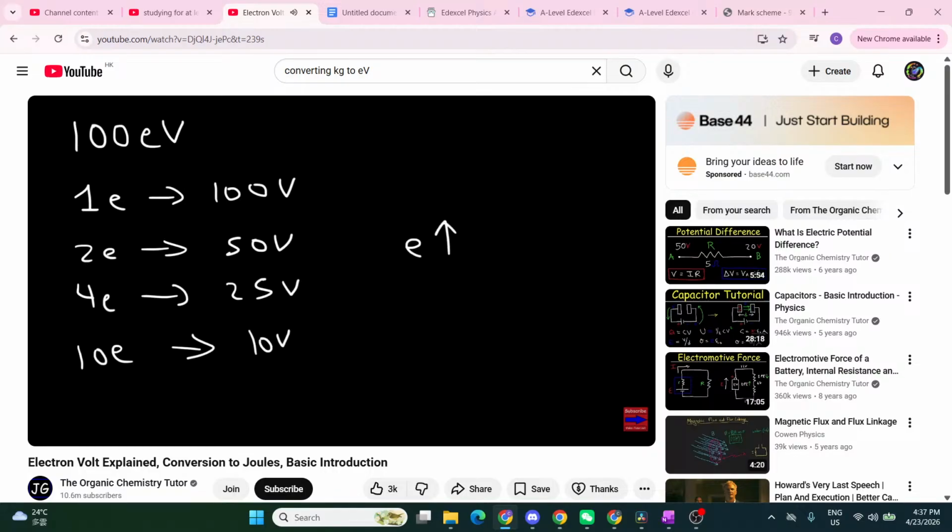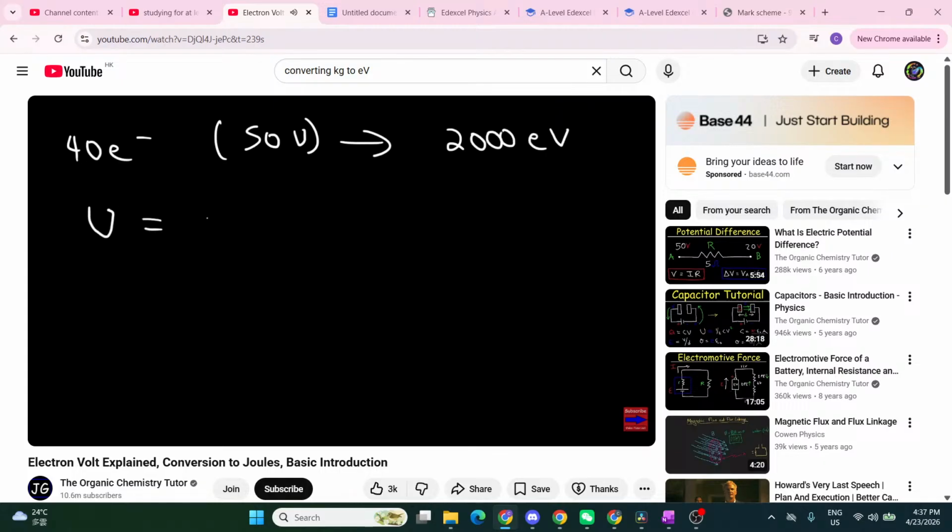So as you increase the number of electrons, the voltage on each electron decreases so that they can have the same energy. So to calculate the number of electron volts, you can multiply the number of electrons that you have by the voltage on each. So let's say there's 40 electrons, and each electron has 50 volts. The total energy of these 40 electrons will be 40 times 50. And so that's going to be 2,000 electron volts.